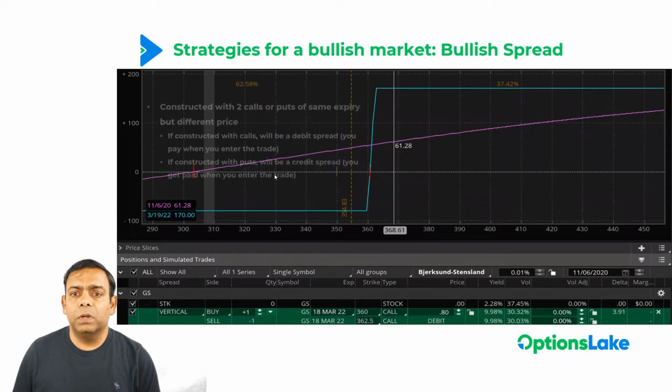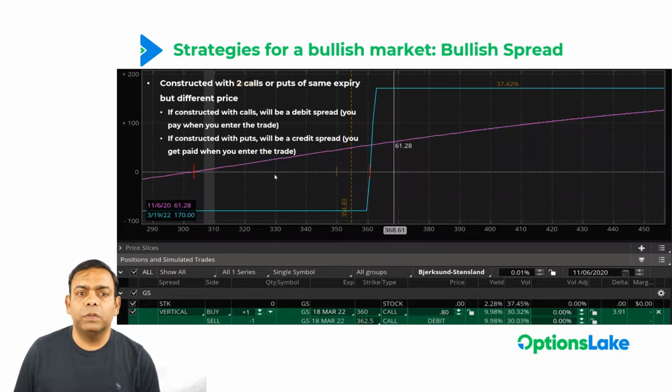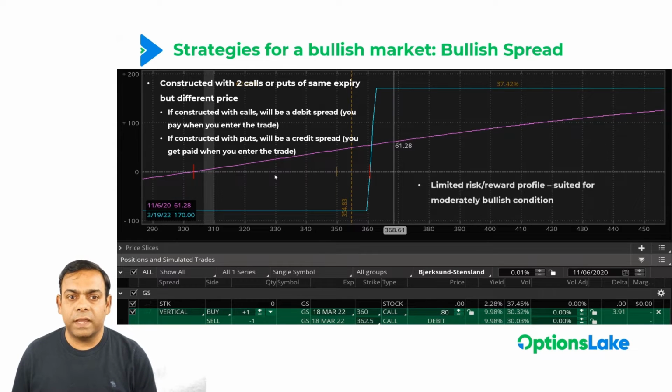This is one of the examples of bullish spread, which can be constructed either with two calls or puts of same expiry but different price as indicated in this chart. But either way you create, you still have the same risk reward with the limited risk and limited reward as is depicted in this diagram.